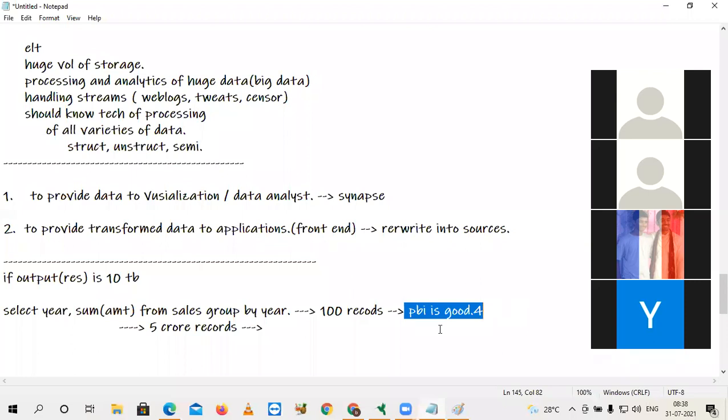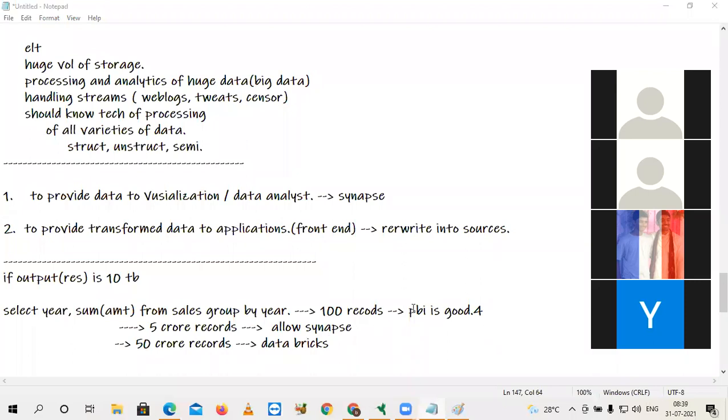Understood? Now in this case, the solution is to allow Synapse to execute it. Still, suppose my requirement is like this: my data crossed more than, let's say, 50 crore records. Now in this case, I will allow Databricks to execute this query. The same Databricks in Azure, that is Azure Databricks.